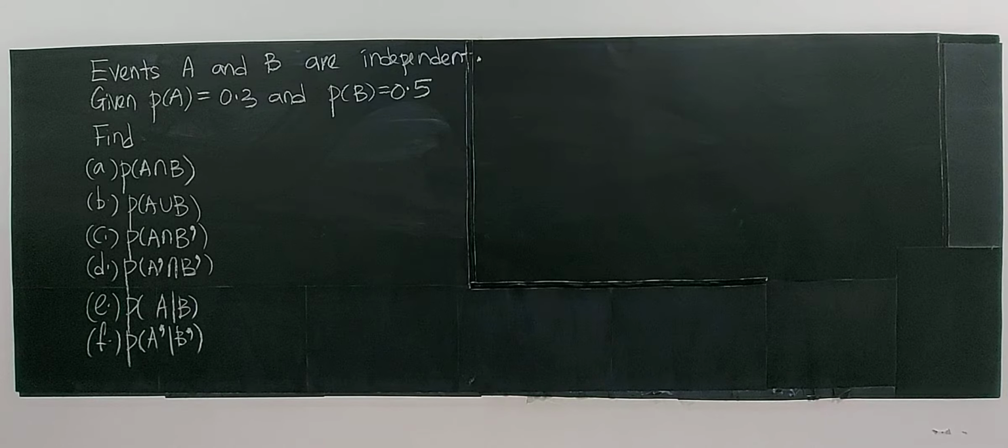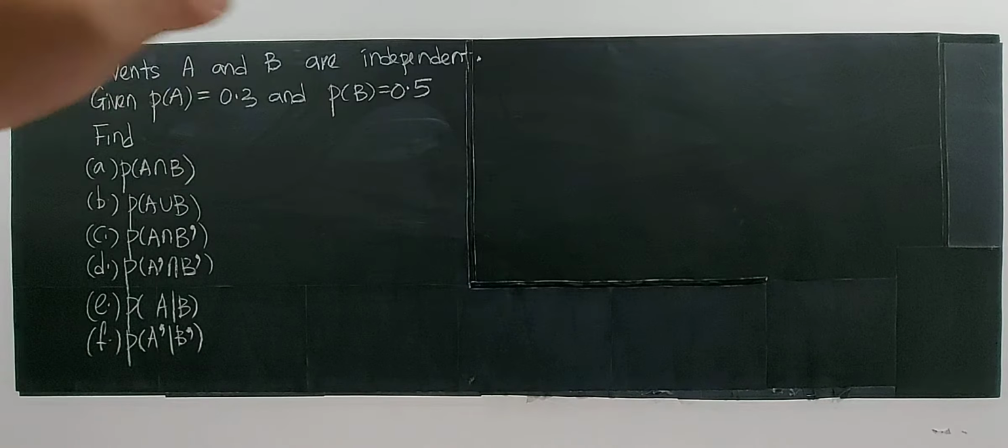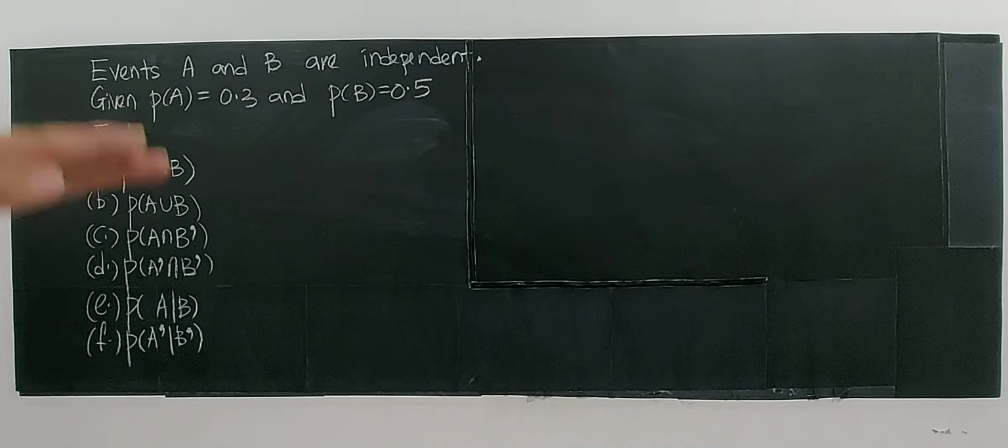Alright, okay, let's look at this problem. Events A and B are independent. The question already mentioned that the events A and B are independent, and given the probability of A is 0.3 and the probability of B is 0.5, find all the probabilities here.